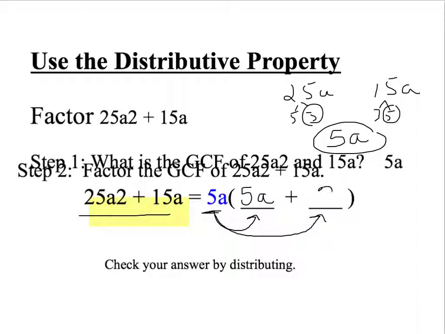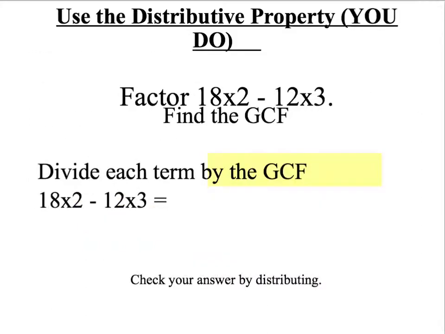5a times 3 would give me 15a. So now we can just double check. 5a times 5a, yep, that's 25a squared, plus 5a times 3 is 15a, okay? So we're kind of going backwards. We're like taking out the factors. Okay, let's look at the next one.